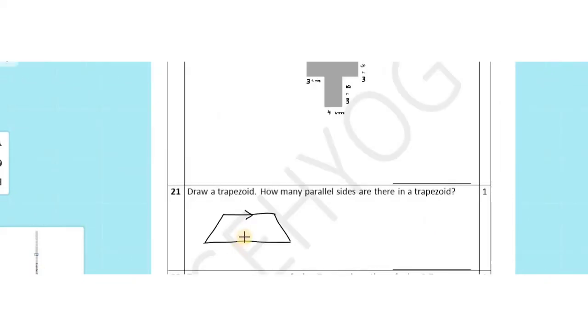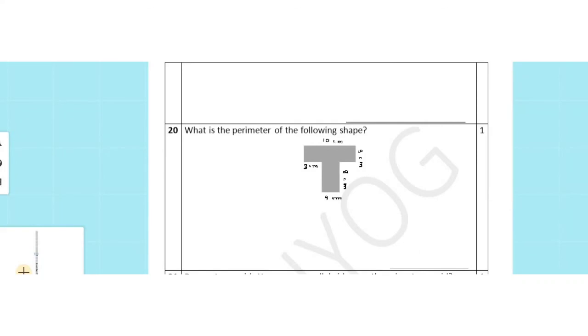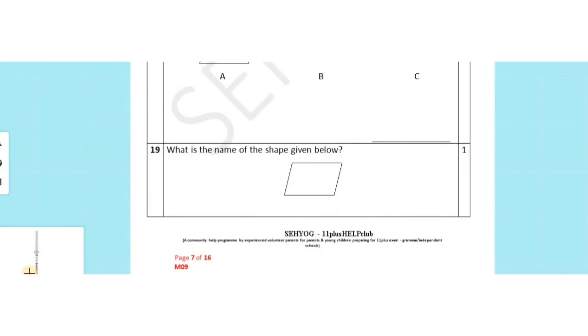Number 21, we can see a trapezoid and it has only 2 parallel sides. How many parallel sides? 2. In number 20, we want to find the perimeter of the shape. So, we start from one point, moving in the clockwise direction, 3 centimeters plus 3 centimeters equally on both sides, moving downwards 8 centimeters, then moving left hand side 4 centimeters, upward 8 centimeters more, then 3 centimeters and finally 10 centimeters. Our answer is 42 centimeters.